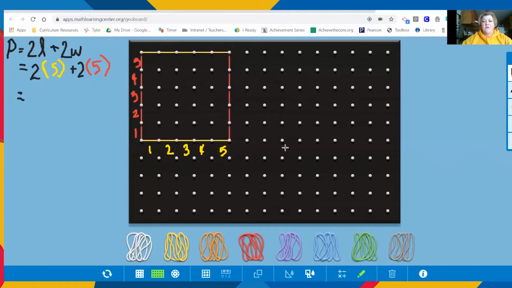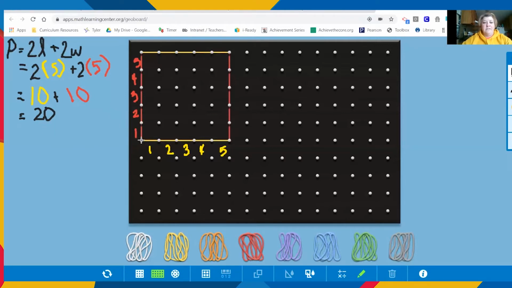So now we are ready to go ahead and solve that problem. What is 2 times 5? Very good. 2 times 5 is 10. So we have 10 plus 2 times 5 again. What is 2 times 5? Yes, 10. So now we have 10 plus 10. And 10 plus 10 equals 20. So our rectangle is 20 squares.